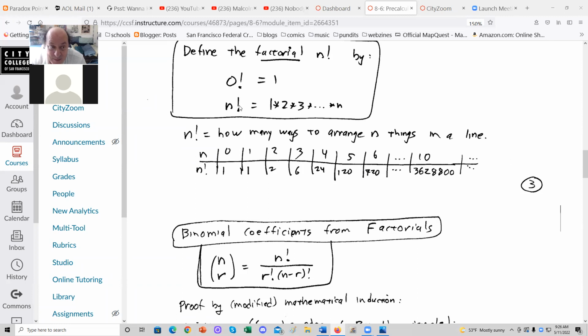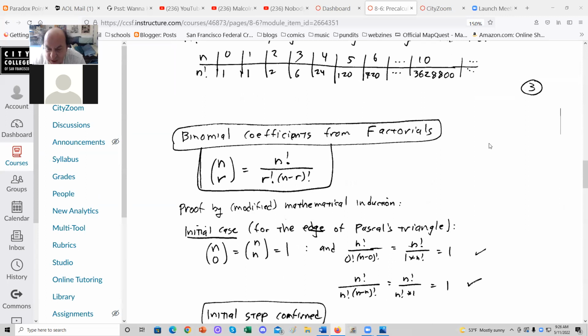Therefore, the exclamation mark. It turns out that 70 factorial is too big for, at least, my calculator. It's bigger than 10 to the 100th power. That's just 70 things. There's more ways to order 70 things than there are atoms in the visible universe.